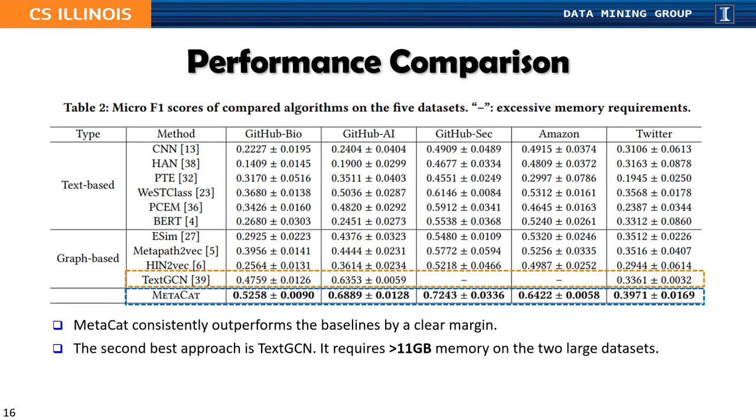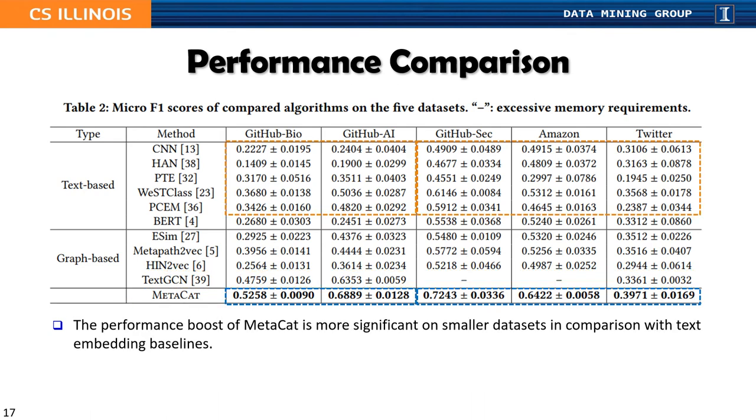This table demonstrates the micro F1 scores of compared methods on the five datasets. We have three major observations here. First of all, MetaCat consistently outperforms the baselines by a clear margin. And the second best approach is TextGCN. However, on the two large datasets, it has excessive memory requirements.